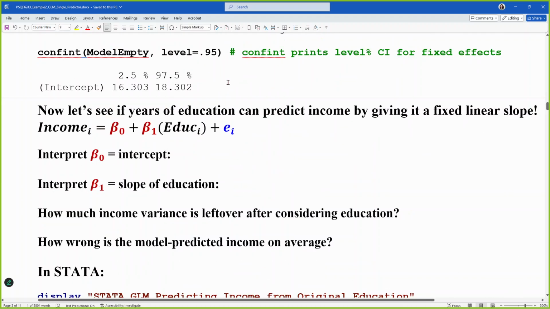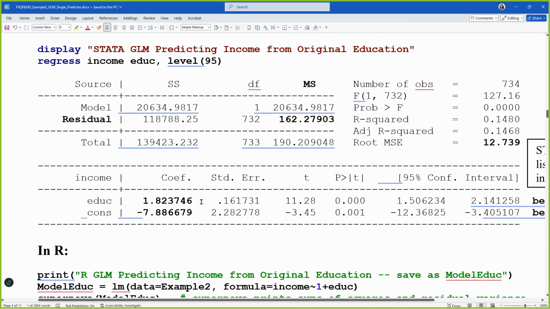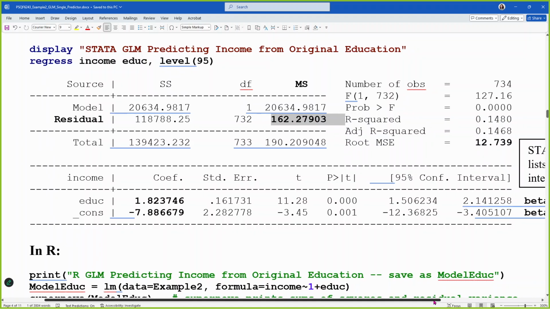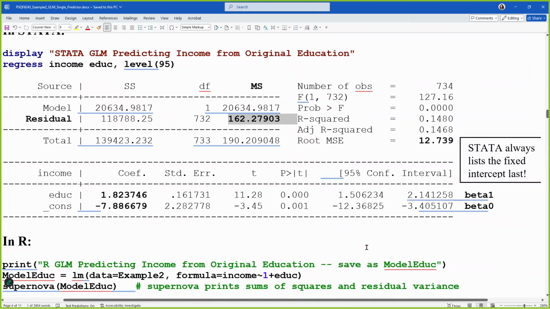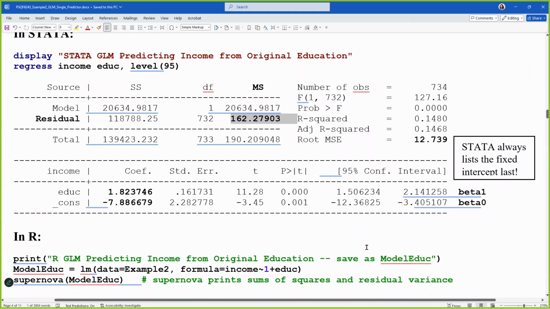Then we added education, years of education, as the predictor. And variance is now 162 relative to 190. Is that good or bad that it went down? Good. Yeah. So if we think of variance as unexplained differences between people, there are fewer unexplained differences after adding education.